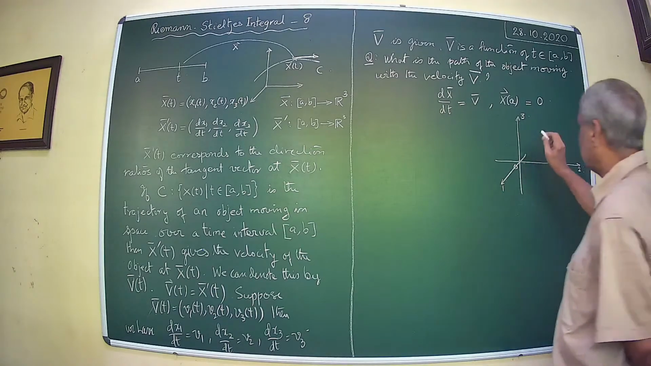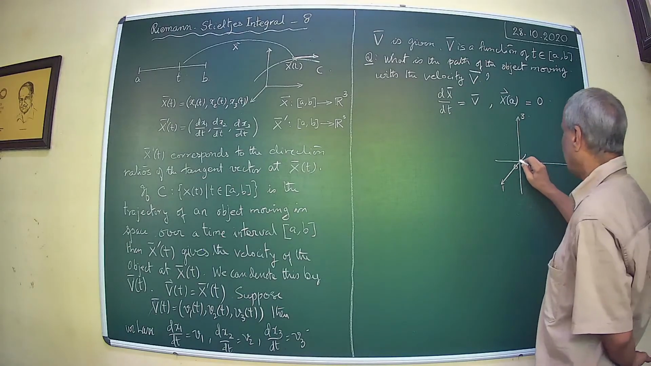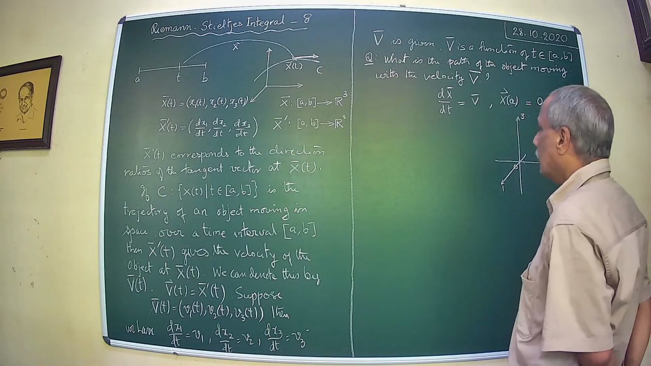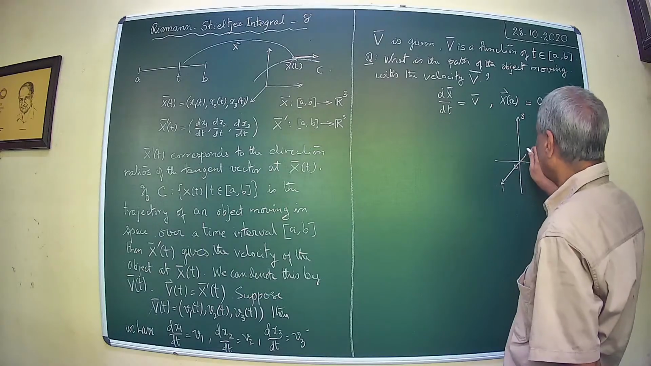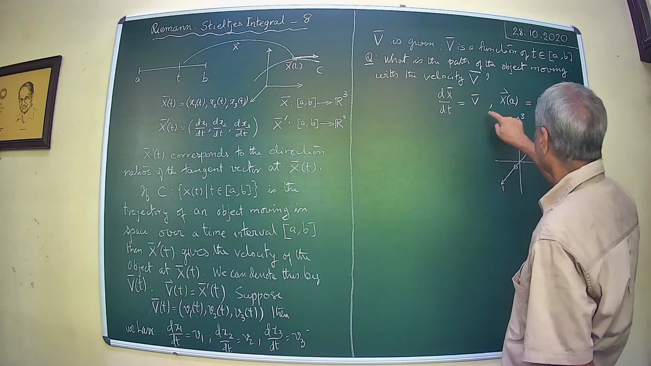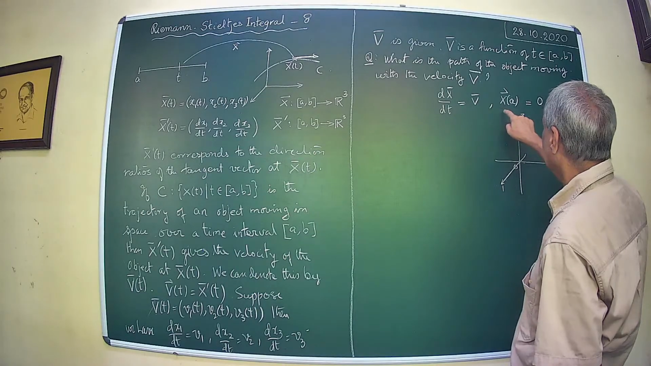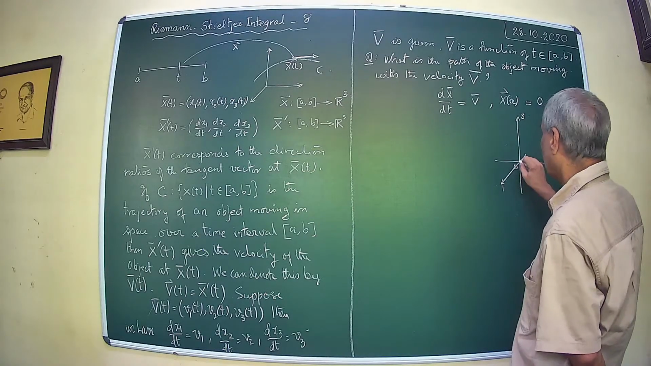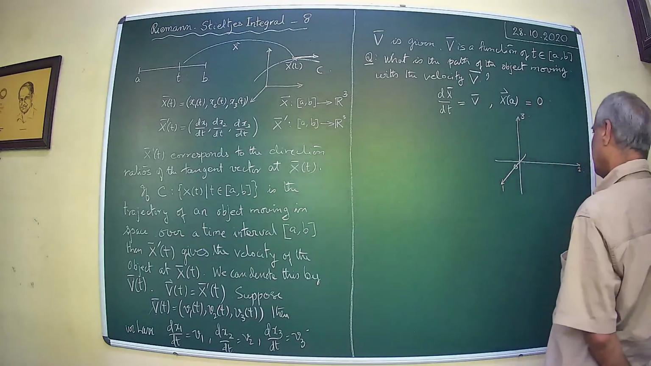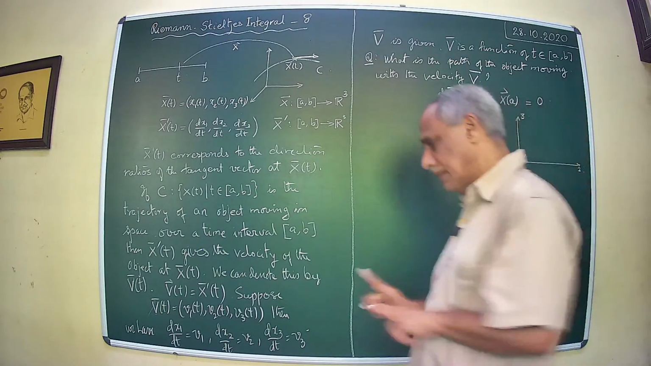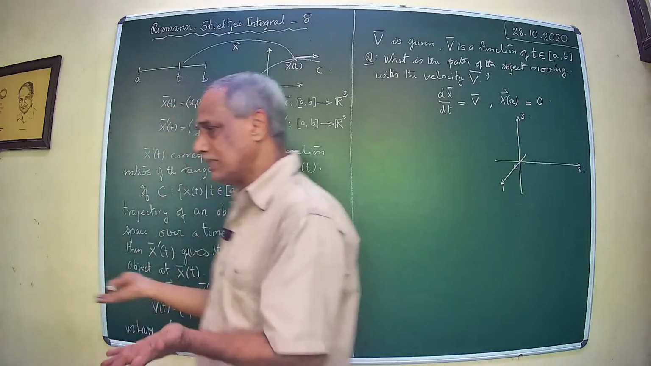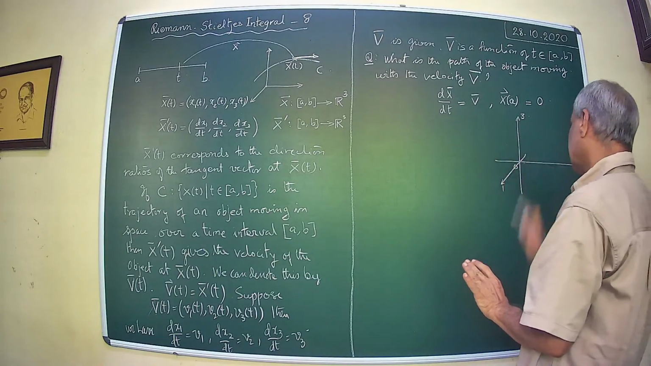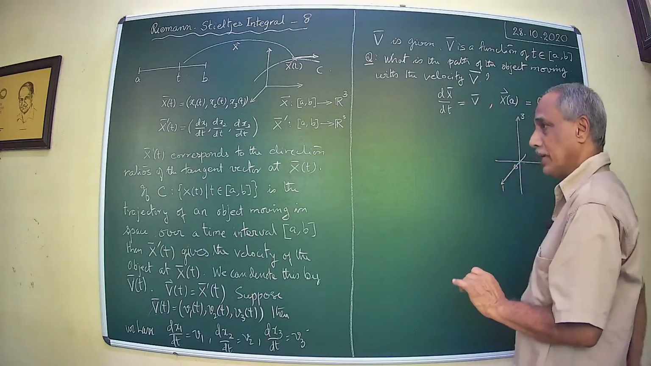Geometrically, the curve would start from 0 and trace in space. But it starts off along the direction V(a). Okay, it starts off along the direction V(a) and then proceeds further. So once it starts moving, there cannot be any further influence because it is going to take the path governed by V.